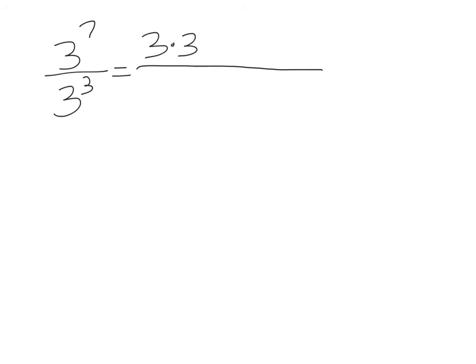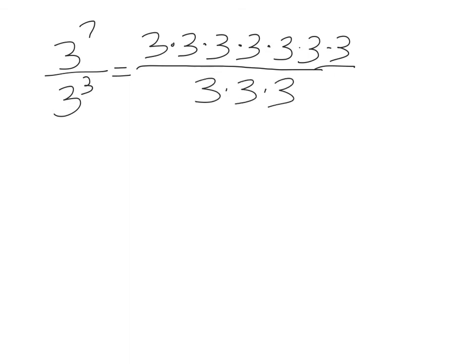Now, take a look at this particular rule. 3 to the 7th over 3 to the 3rd. Now when we think about this, let's talk about what this means. 3 to the 7th is 3 times 3 times 3 times 3 times 3 times 3 times 3. That's 7 3's multiplied together. 3 cubed is 3 times 3 times 3.